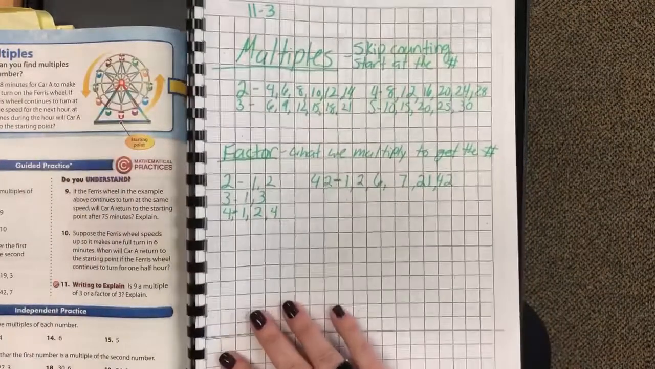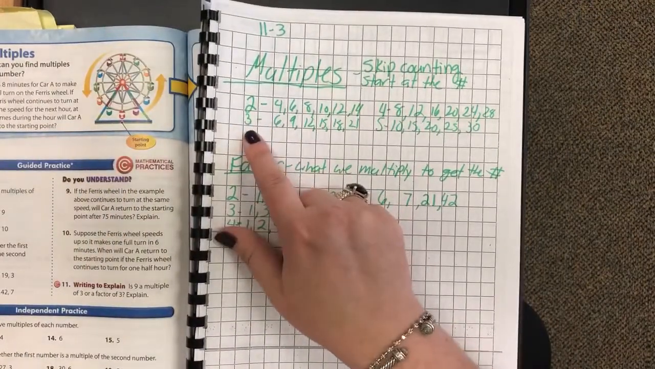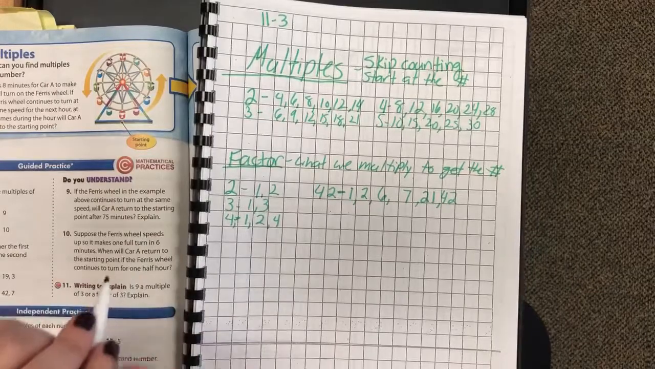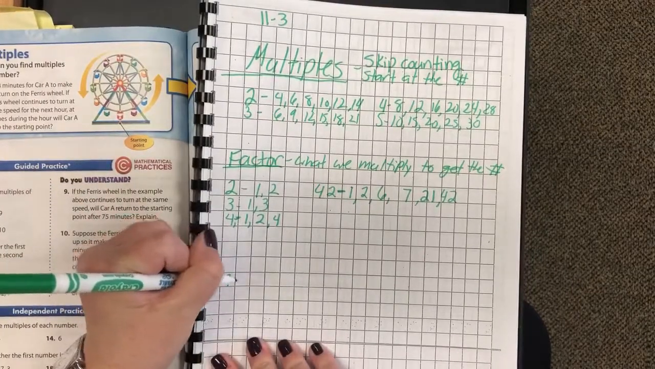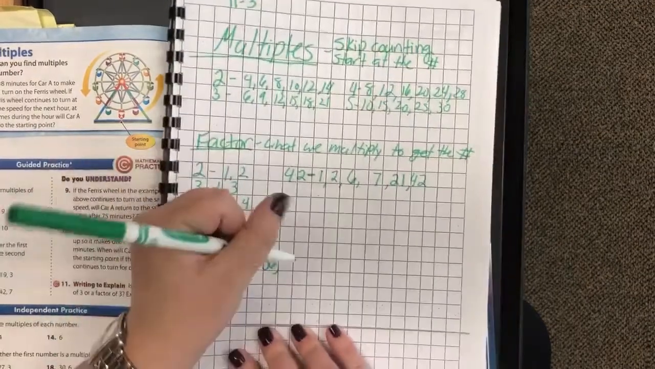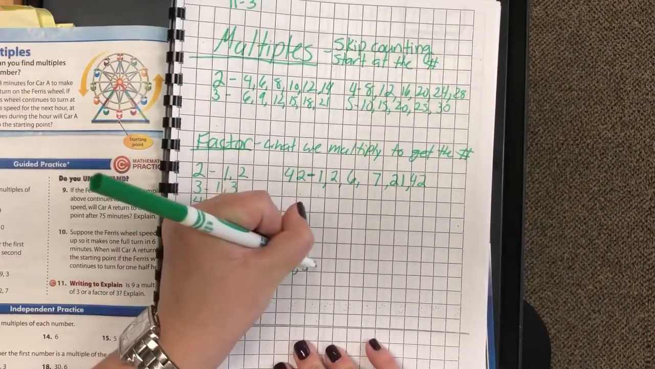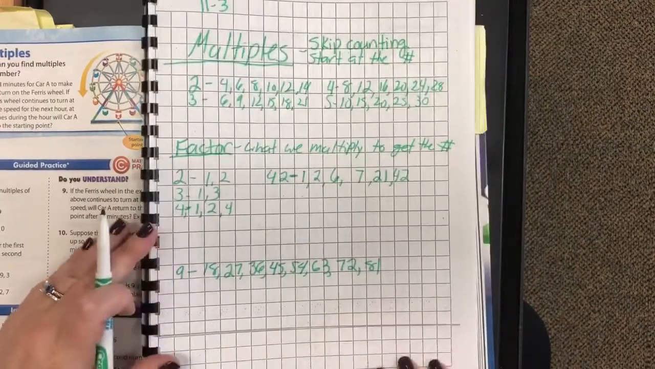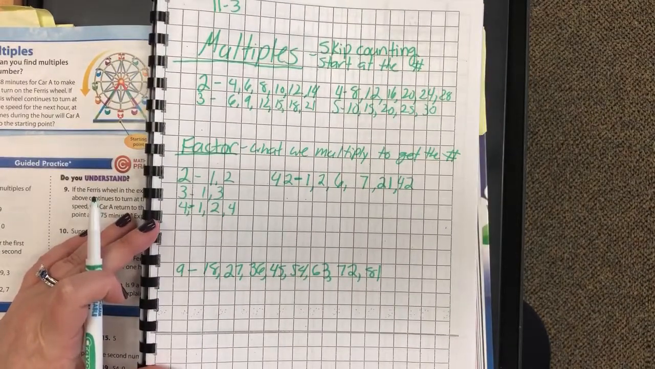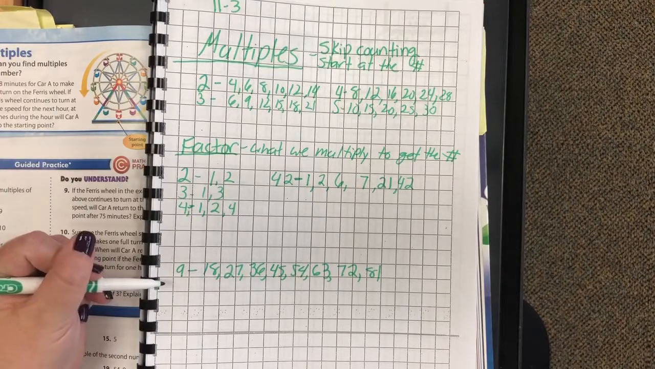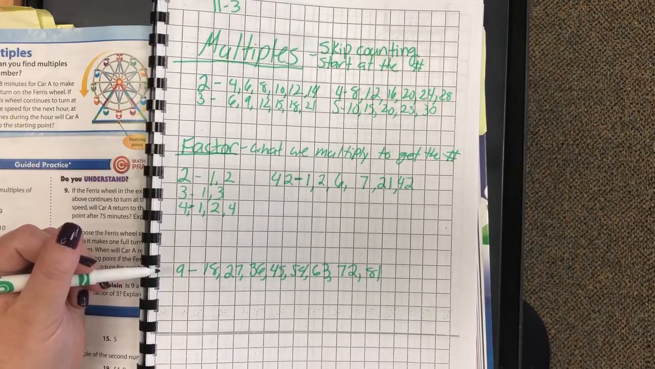So let's try it out. Multiples. I've already done multiples for 2, 3, 4 and 5. Okay, show me some multiples of 9. If I'm asking for multiples of 9, what are we going to do? What are my next numbers for multiples of 9? 9, 18, 27, 36, 45, 54, 63, 72, and 81. Okay, those are multiples. If I were to be asking for factors of 9, that's 1, 3, 9.